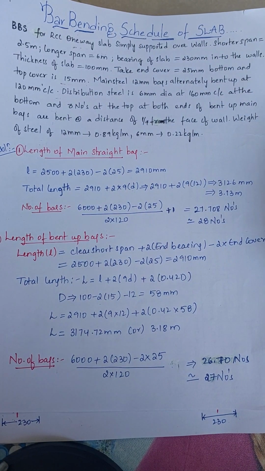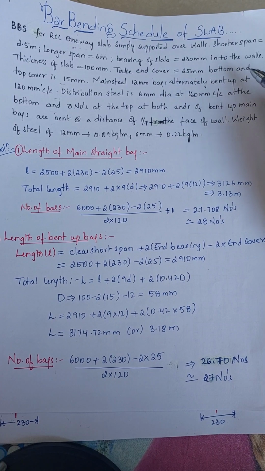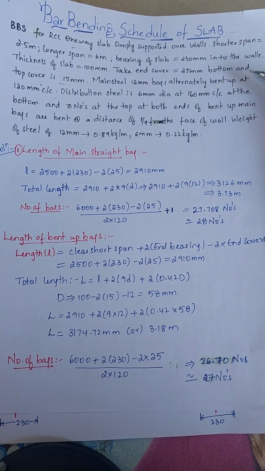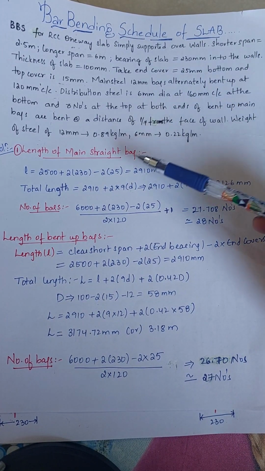Hello everyone, today in this video we will learn how to calculate the bar bending schedule of a one-way slab. The dimensions of the slab are given as follows, so please consider the question for the process of finding how much total quantity of steel is required. Now we will calculate the length of the main straight bar.